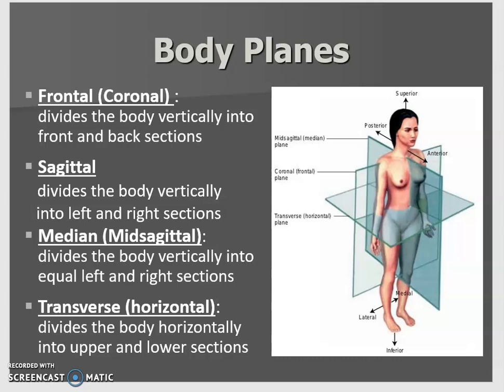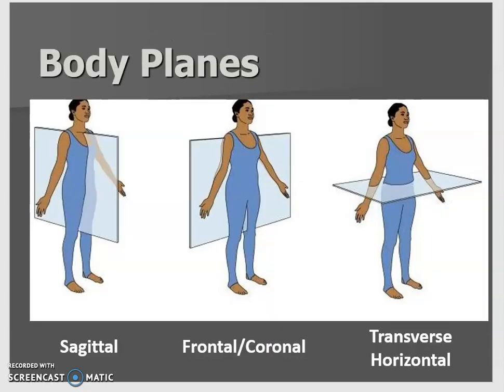Transverse means horizontal. This divides the body horizontally into upper and lower sections. And this diagram is somewhat useful, but I've always felt like it looks like someone got in an accident with a glass truck, and now they have patio doors sticking in 3 different directions to their body. It's a bit confusing. Let's give you something easier to look at.